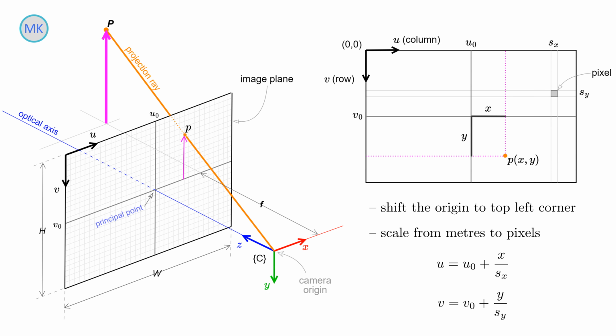u equals u sub 0 plus x over s sub x, and v equals v sub 0 plus y over s sub y. Here, s sub x and s sub y are the width and height of each pixel, respectively, because the pixels are not necessarily square. The point u sub 0, v sub 0 represents the principal point, the pixel coordinates of the point where the optical axis intersects the image plane, measured with respect to the origin of the UV coordinate frame.